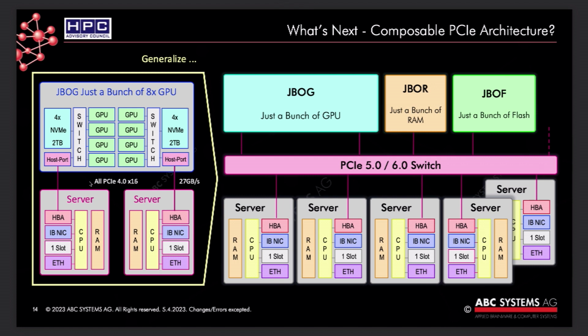Then there's an interesting question, what's next? What we see is composable PCI architecture. So we will see external PCI switches, PCIe 5 and mainly PCIe 6, and having a bunch of GPUs, a bunch of RAM with the CXL concept, and a bunch of flash. And one of our manufacturers has a prototype made now in PCIe 4.